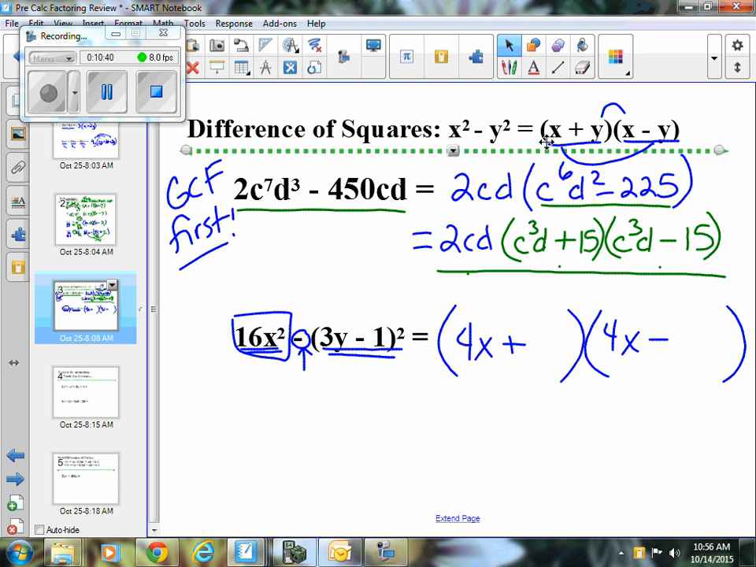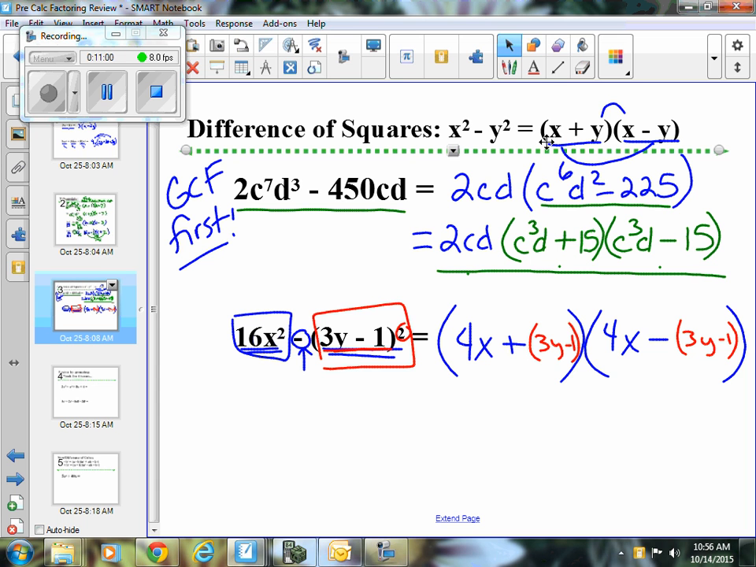Now our second term, do this in a different color. This is the second term. What is being squared? Well, the entire binomial is what's being squared. So when I put it in here, I have to put in the binomial, 3y minus 1 and 3y minus 1. Notice the parentheses, right? Because that's being squared.